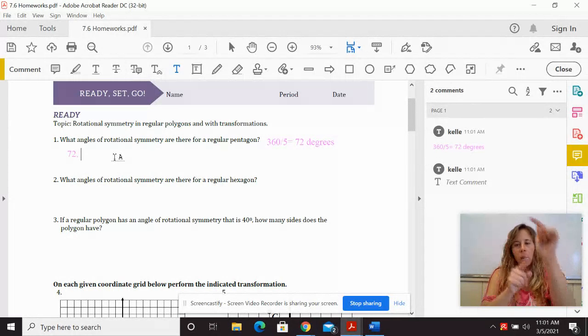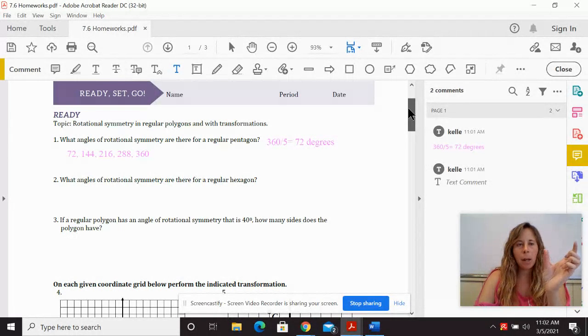And then I would rotate another 72 degrees. So you're just adding 72 degrees onto itself all the way up to 360. Go ahead and pause me and do that. You should get 216, 288, 360. So there you go. There are your angles of rotational symmetry for a pentagon.